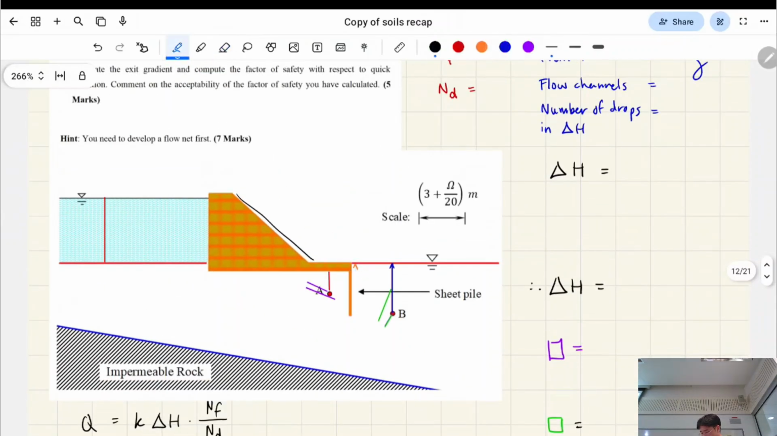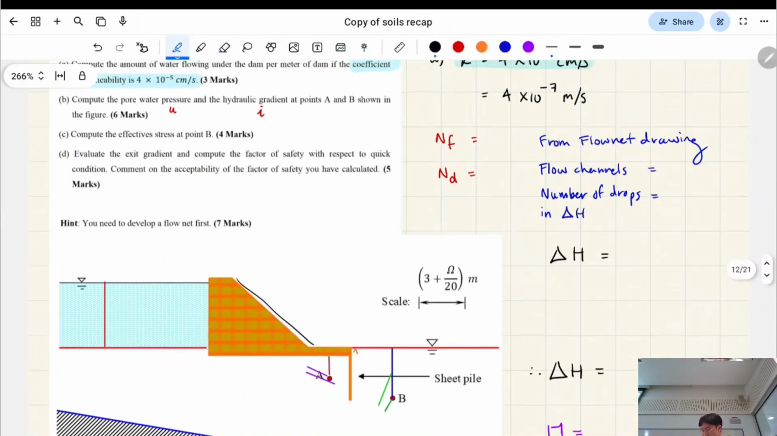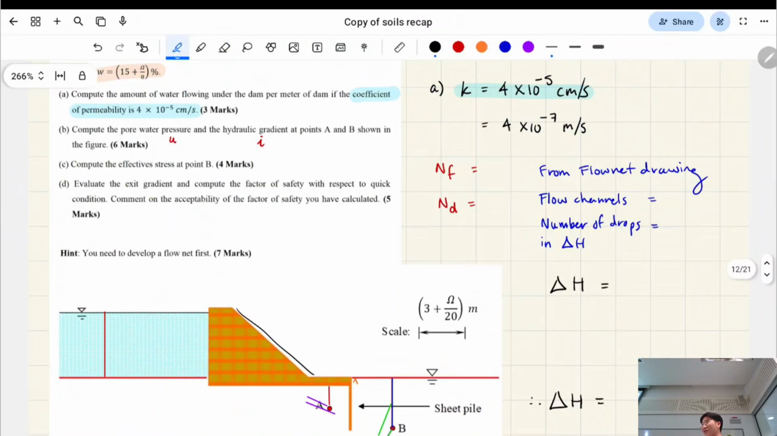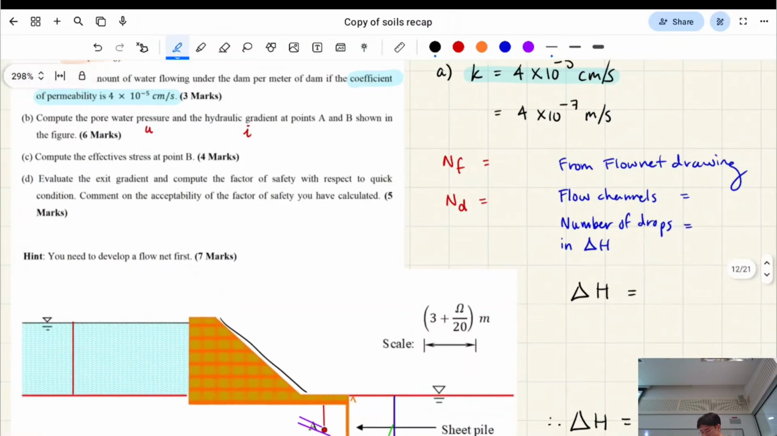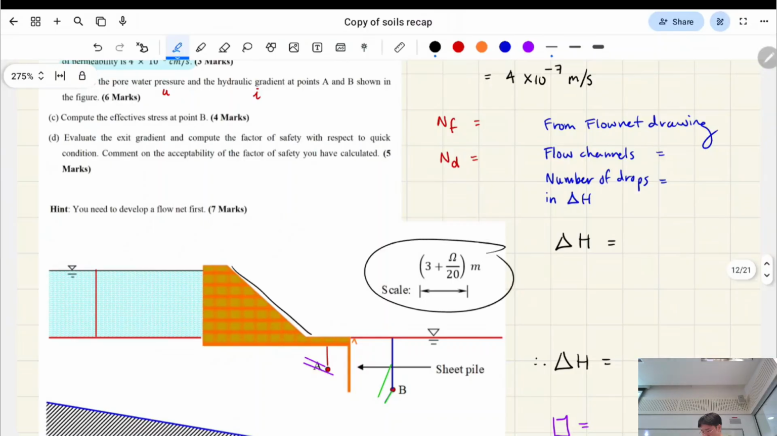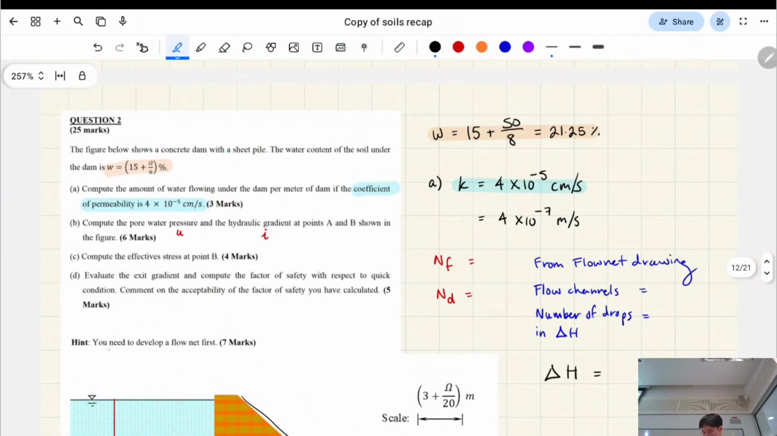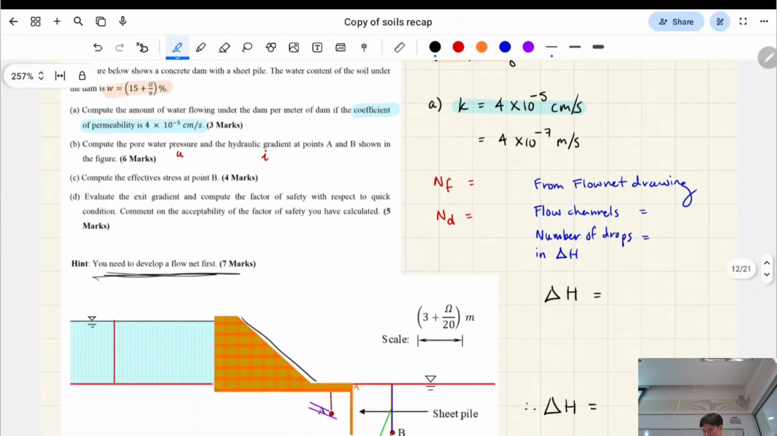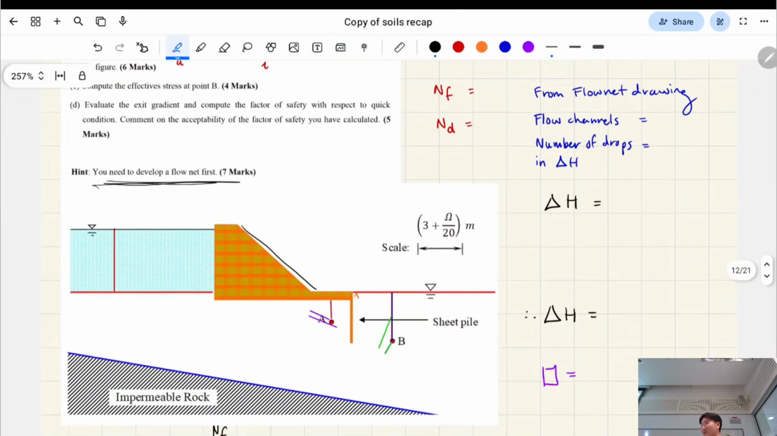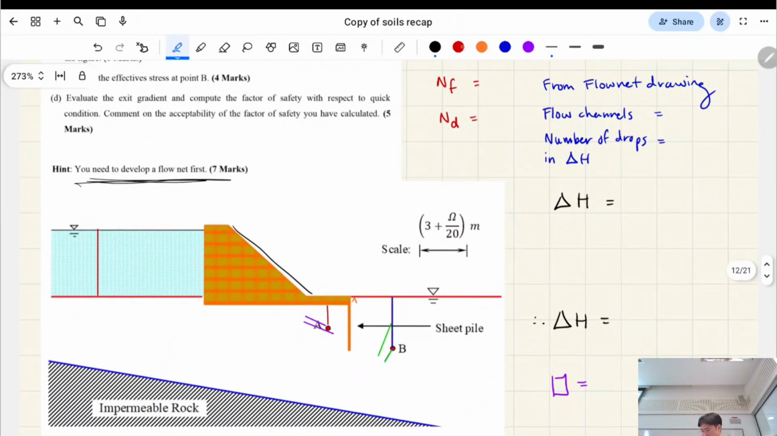Okay, cool. So the annoying thing about this is that you have to pull out a ruler and convert from a centimeter to IRL meter scale. So that's the first thing you've got to do. Because the first question is basically just draw the flow net. It doesn't say draw the flow net, but it says you need to develop a flow net first, and it gives you marks for it. So that's what we're gonna do. Let me see the exact numbers it was.